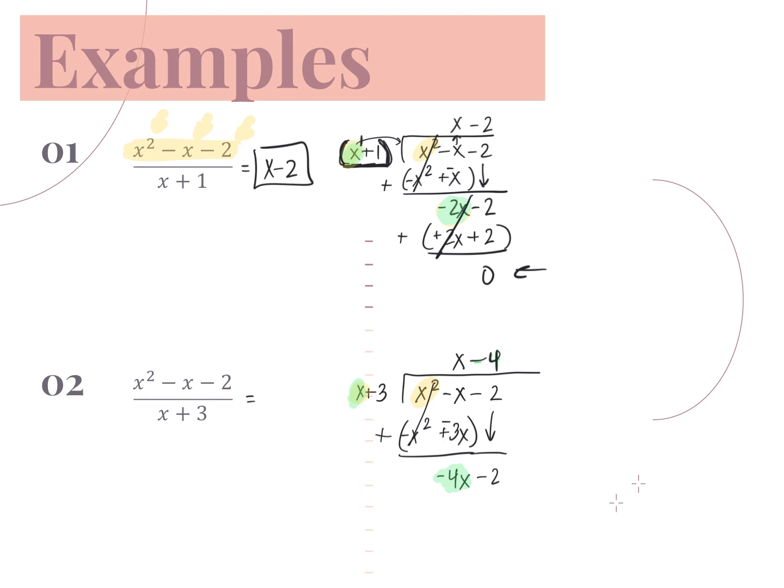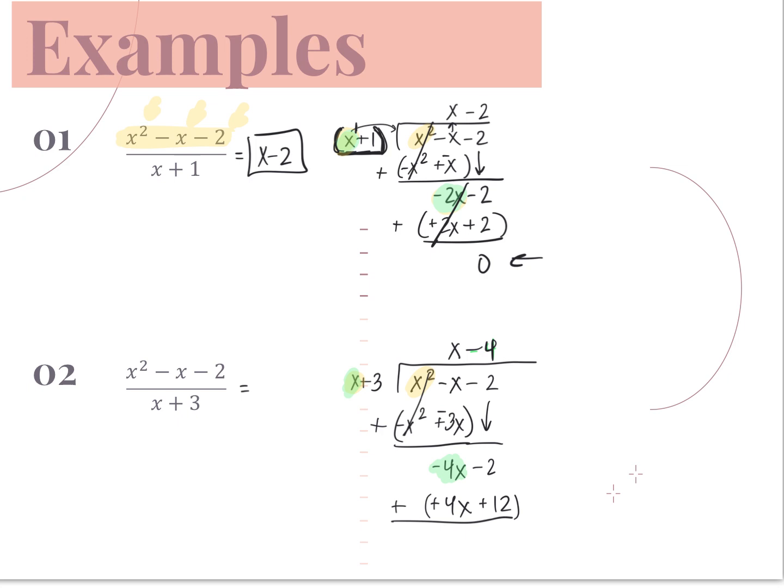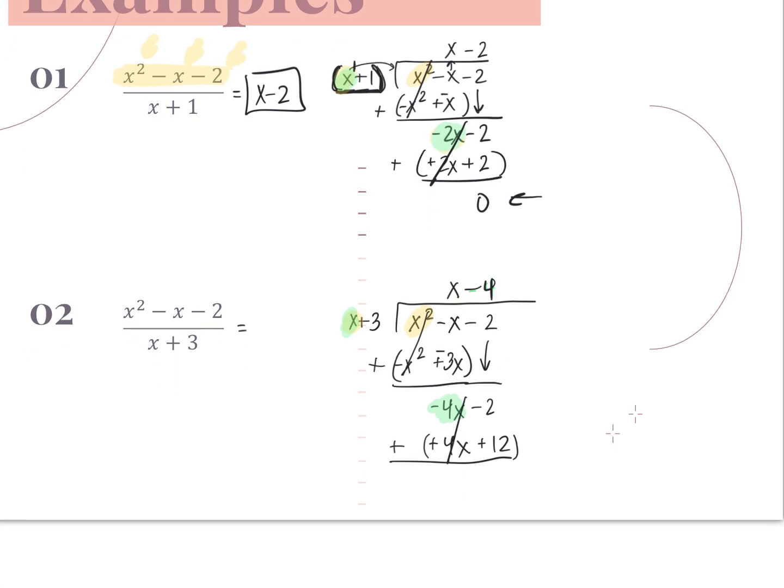So now I'm going to multiply x plus 3 by minus 4. So minus 4x minus 12. And because I'm subtracting it, I'm adding the opposites. And so the first terms cancel, and it leaves me with 10. And there's nothing left to bring down. Now here I have a remainder of 10.